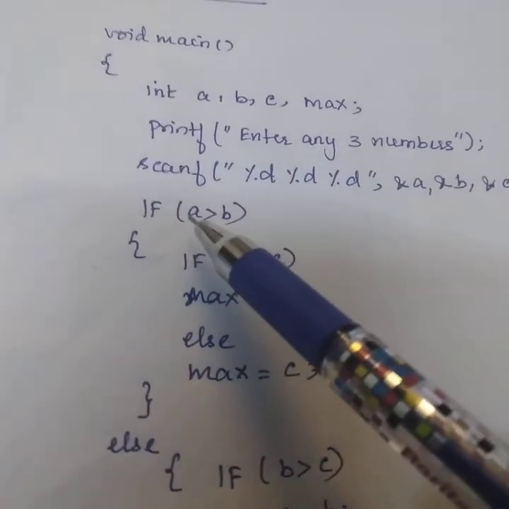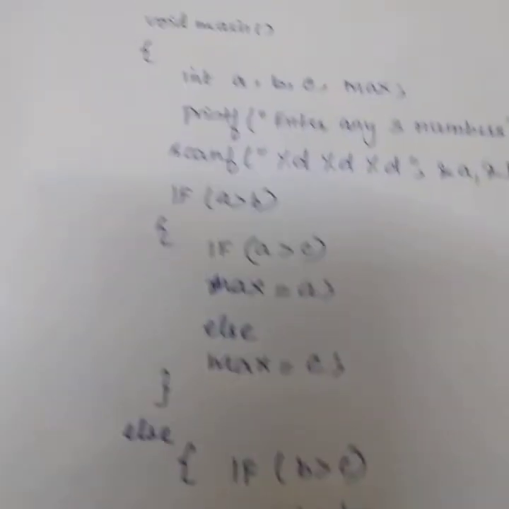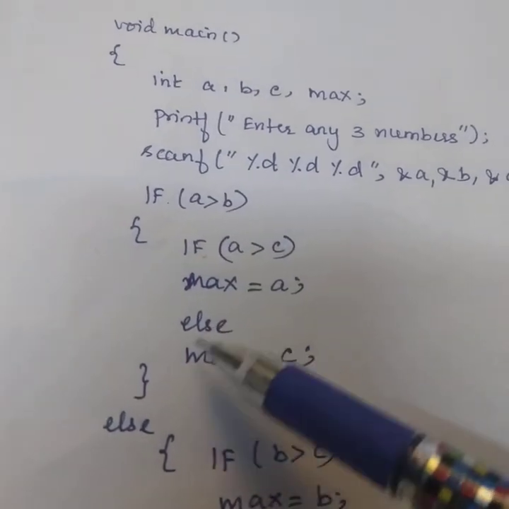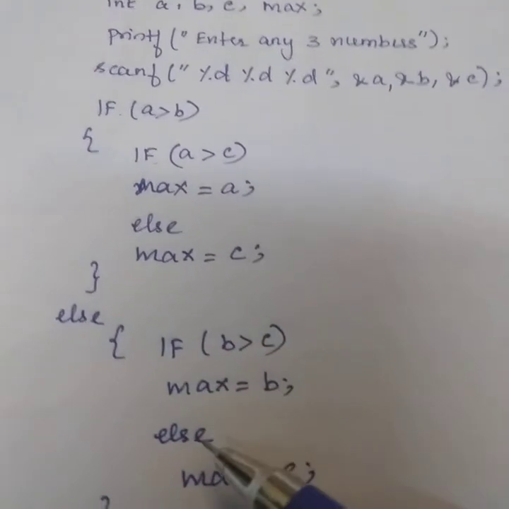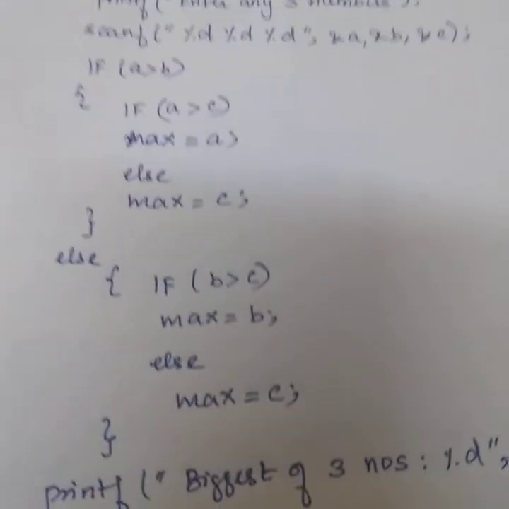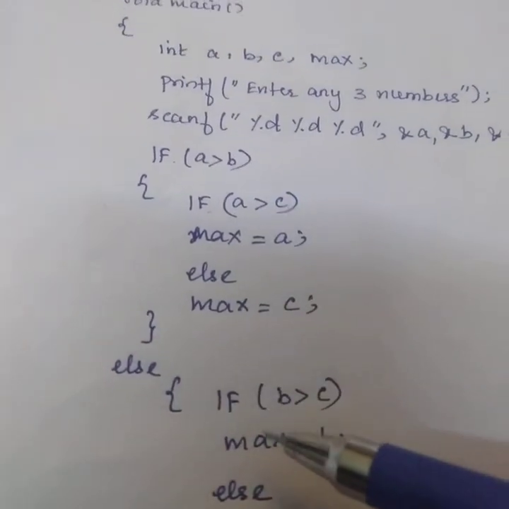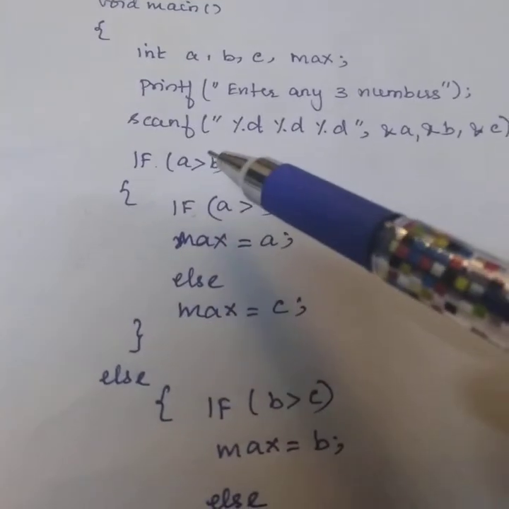So here we have started the condition nested if. So many ifs will be there: an if, inside another if, else, then the outer one else, then if, else. So many if and else will be coming, and this is an example for nested if. So let's see the program.